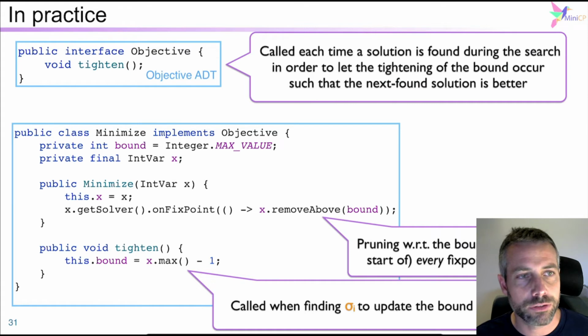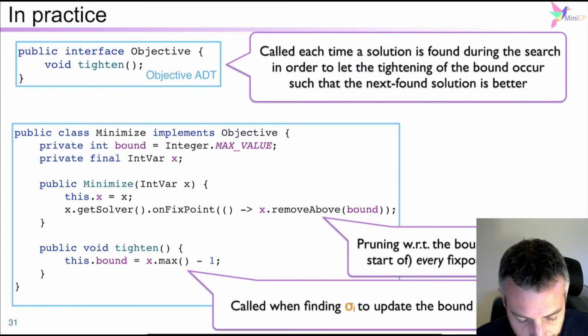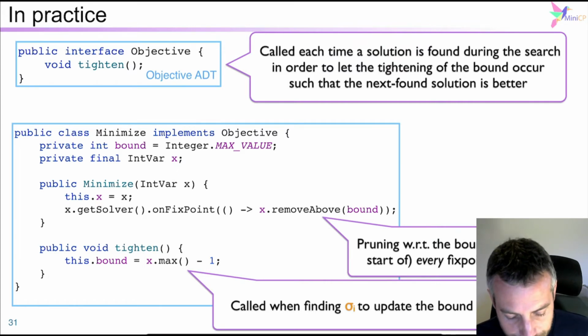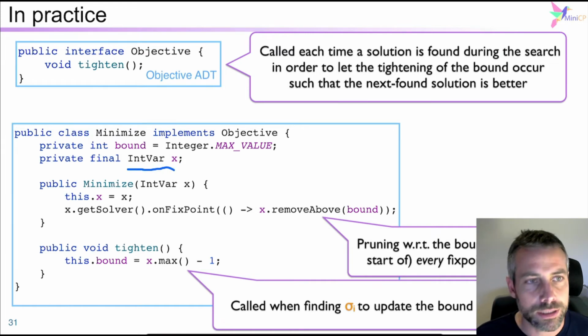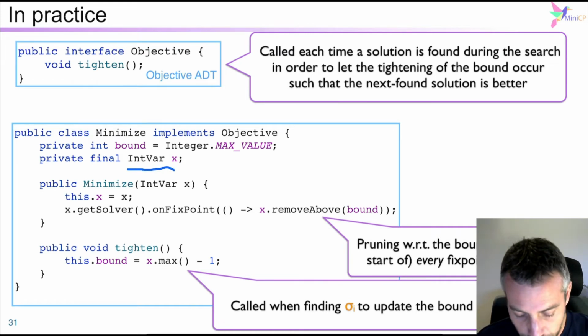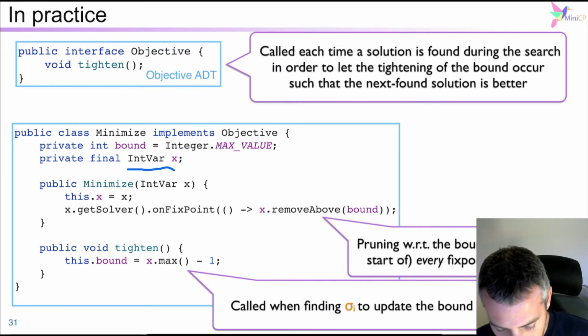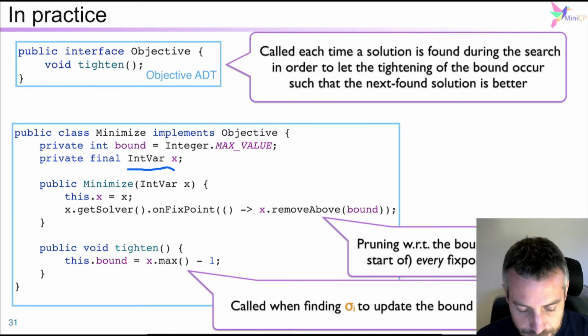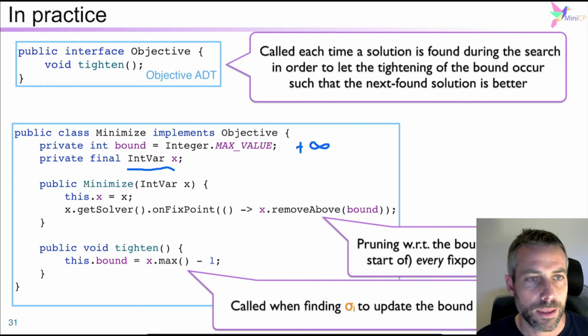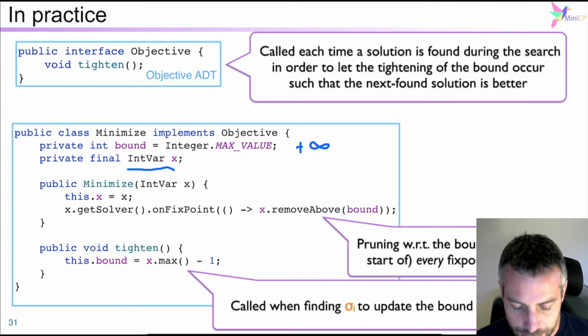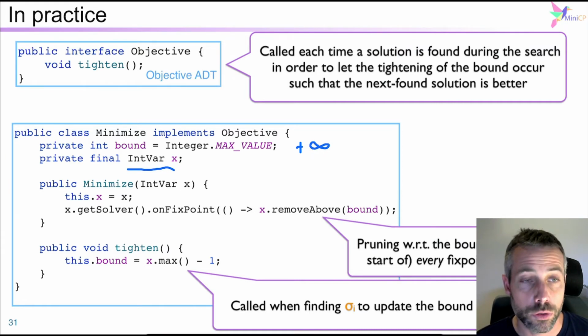We do not depend on integer variables. We do not depend on any objects related to the constraint programming solver. Then we have the minimize function and the Minimize class. The Minimize class has one internal integer variable that corresponds to your objective function, and this one implements the objective interface. And what you can see here is the bound. So it's a minimization problem. Initially we start with plus infinity, but plus infinity does not exist in Java. So we just set this upper bound to the largest integer value of Java, so Integer.MAX_VALUE.